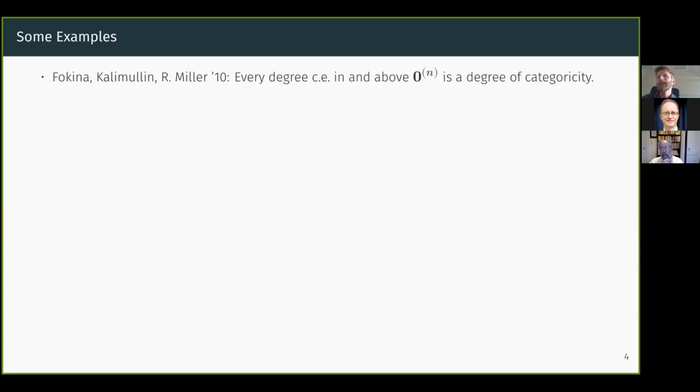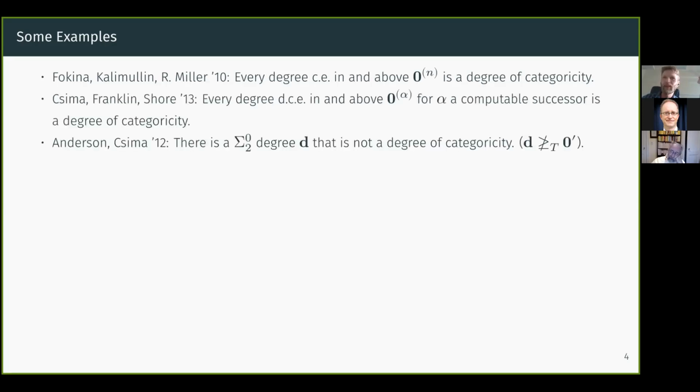In the first paper, they proved that every degree that is CE in and above 0^(n) for some natural number n is a degree of categoricity. Then this was improved by Csima, Franklin, and Shore in 2013: every degree that is d-CE, so the difference between two CE sets, in and above 0^(α) for any computable successor ordinal α is a degree of categoricity. Around the same time, Anderson and Csima found examples of degrees that are not degrees of categoricity. They showed that there is a Σ2 degree D that is not a degree of categoricity.